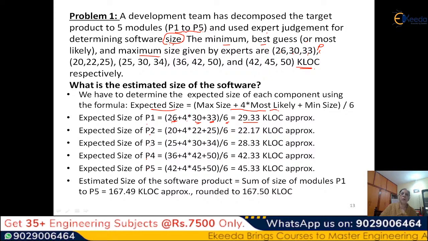Because this is the WBS bottom-up approach, we have to add them. We have to sum the sizes of the modules P1 to P5. If you add all this, you will get something like 167.49 KLOC, 1000 lines of code. You can round it to 167, or you can also round it higher, to 168 or 170 KLOC.